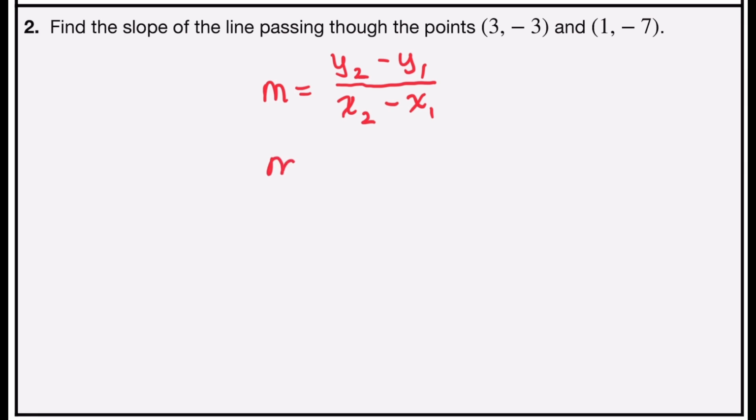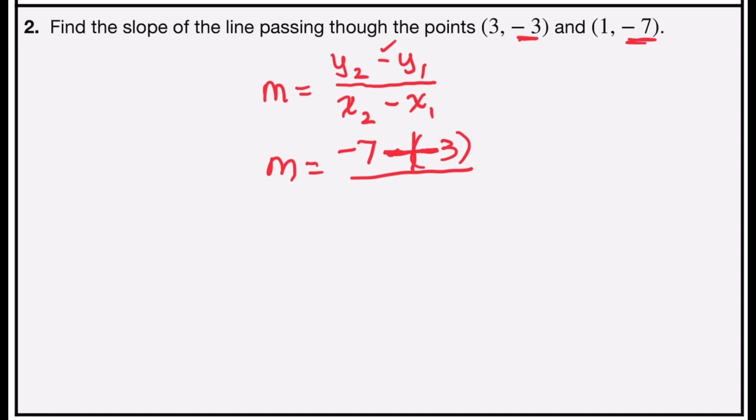Now let's substitute. The second y coordinate is -7 minus, that's the minus from the formula right here, and my first y coordinate is -3, and I'm going to put that in parentheses. Anytime I have the opposite of a negative, or dash dash, dash dash means plus. So the numerator is actually going to be -7 plus 3.